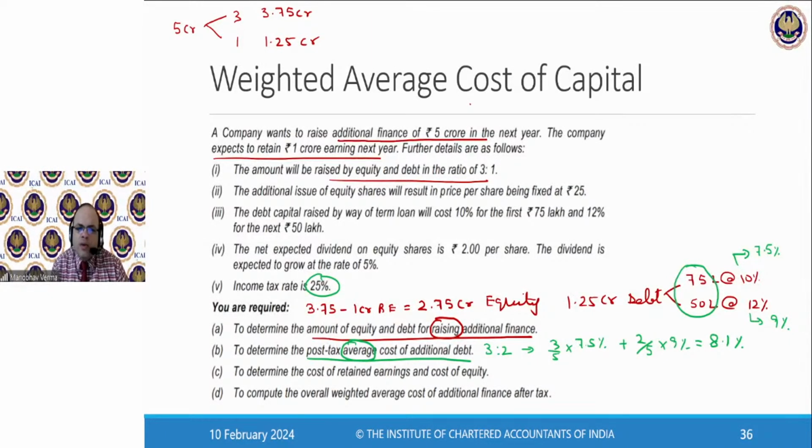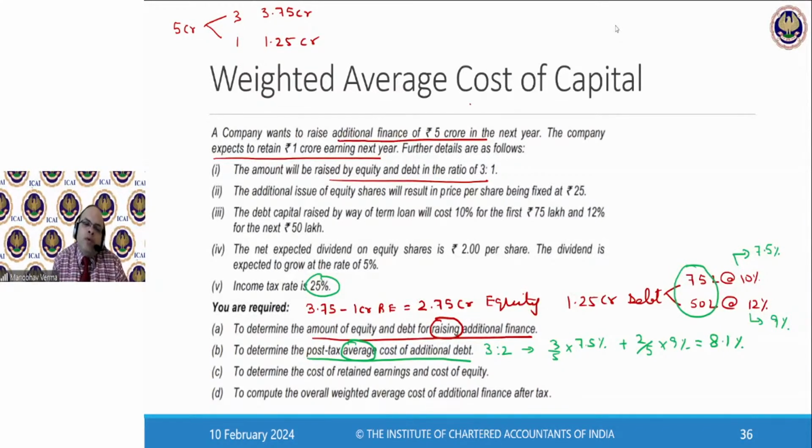I think third one is your cup of tea. Determine the cost of retained earnings and cost of equity. So who will tell me the cost of retained earnings and cost of equity in this case? Are we talking about the new equity or no? Bhumika says, please repeat B part.